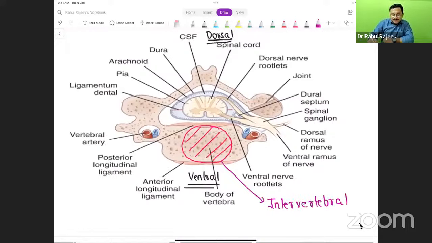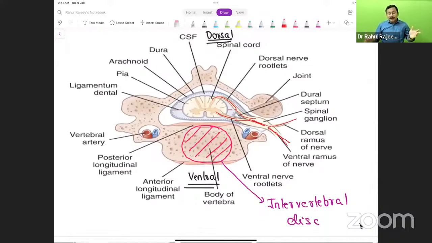Intervertebral disc. Right? Now, you are seeing here, this is the ventral root I was talking about. This is the dorsal root. This will join to form the spinal nerve. But remember, after it becomes the spinal nerve, it will give a ventral ramus and a dorsal ramus.